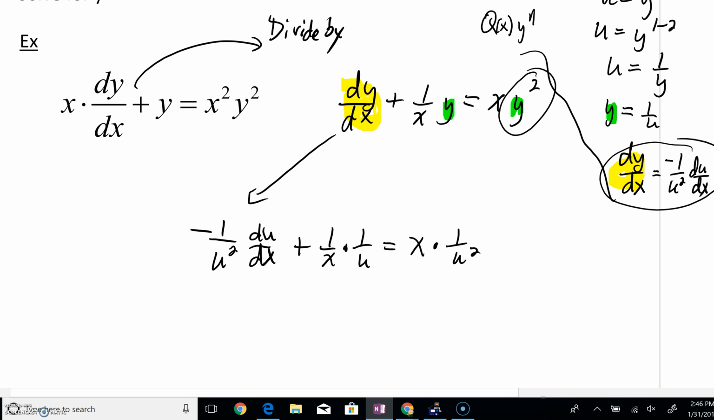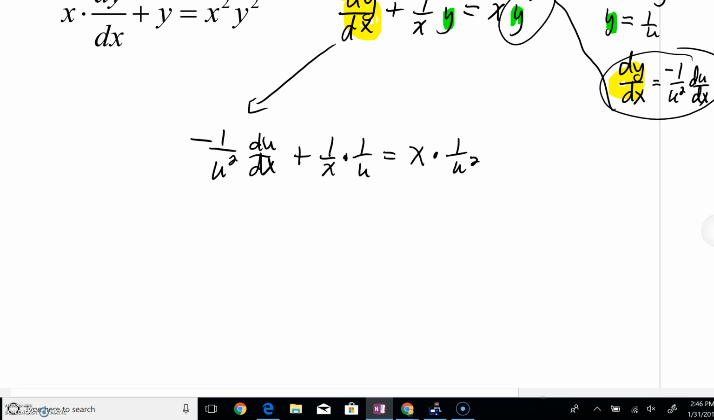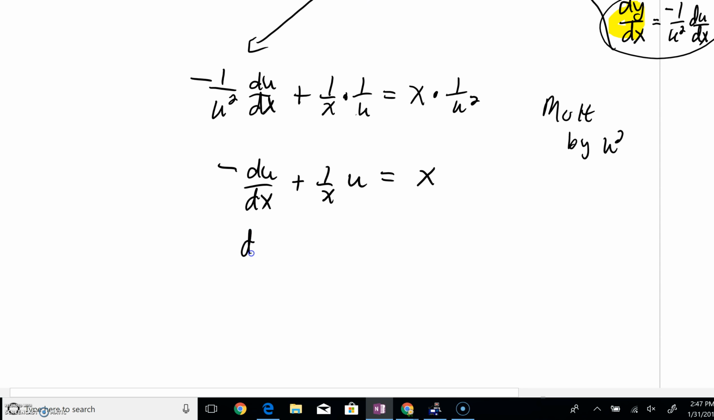Now at this point, I hope that you can see that we could multiply by u squared. And if we did that, we'd have a negative du dx. Multiplying by u squared here, one of the u's would cancel. You'd just be left with that. And we'd just be left with an x over here. Multiply through by a negative 1, you'll have du dx minus your 1 over xu equals negative x.